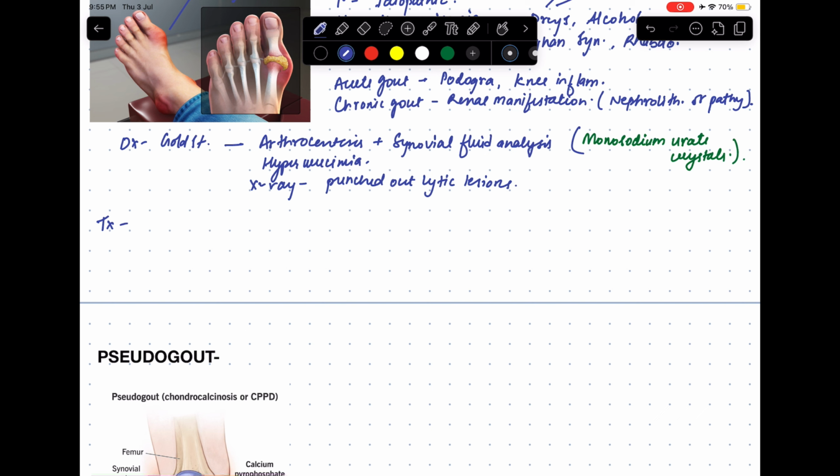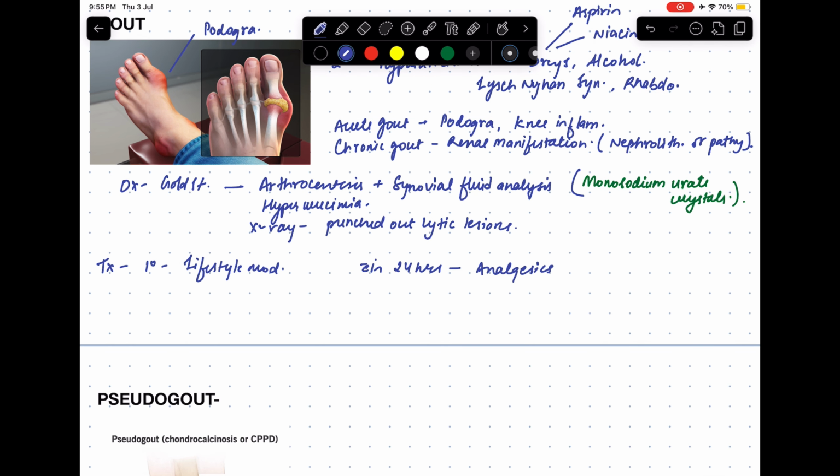Then when we are talking about the treatment, the first line is non-pharmacological, that is lifestyle modification, which is very much important. When we switch to the pharmacological therapies, if the patient is presenting to you within 24 hours, then it has to be NSAIDs or colchicine, mostly for analgesia. That is important: it is the first line of choice and the patient should present within 24 hours.